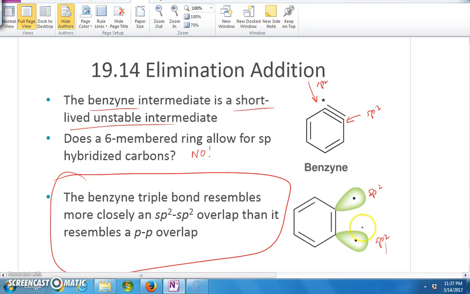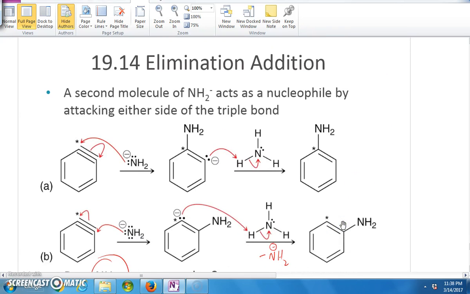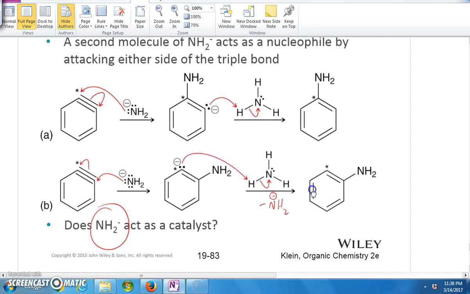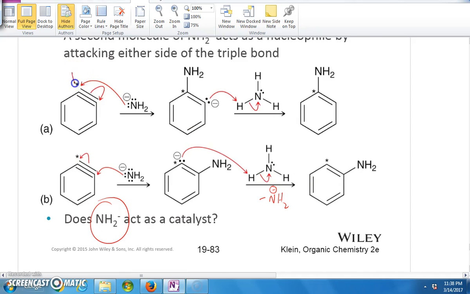Okay, sp2 hybridized. And the second molecule of the amide acts as a nucleophile by attacking either side of the triple bond. And that's how it explains, just like what I tried to explain. So either side of the triple bond could be attacked, and so that's why you have scrambling here. Okay, so this can act as a catalyst, yes, because you can see it's generated in the last step.